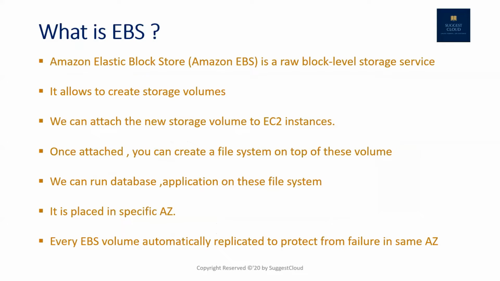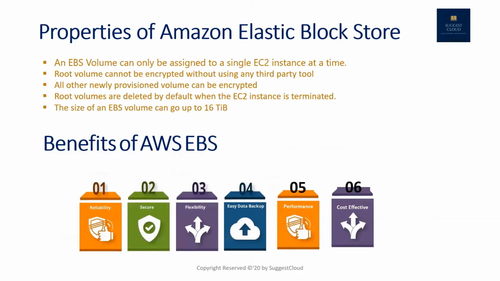If you want extra storage, you should go with EBS in an EC2 instance, and it's specific to one AZ. And if you're going to add one EBS volume, you have to create a file structure on top of it. Why should we use EBS?